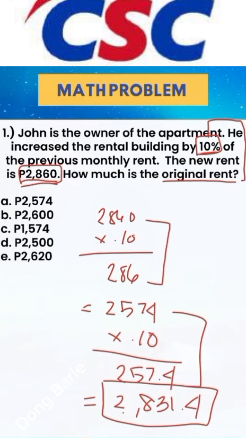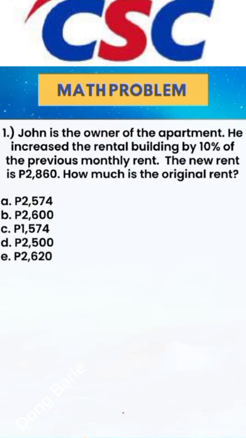I-analyze po natin yung problem. Ang the best way dito ay trial and error method. So, kunin natin dito sa mga choices yung 10% at i-add natin yan para makuha natin itong 2,860. Since mali na tong letter A, dito tayo sa letter B.